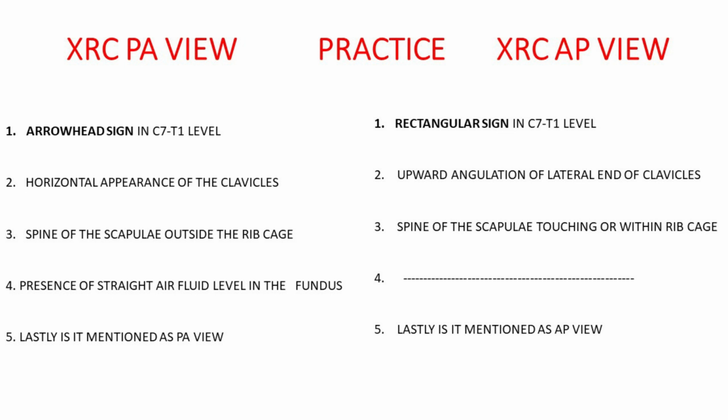In PA view, we can see the arrowhead sign at the C7T1 level. Second, in PA view, there is horizontal appearance of the clavicles. Third is the spine of the scapulae outside the bony rib cage. Fourth is the presence of a straight air fluid level in the fundus. And lastly, it is mentioned as PA view or not. In AP view, we will have the rectangular sign at the C7T1 level and upward angulation of the lateral end of the clavicles. The spine of the scapula is touching or within the bony rib cage. Fourth, there will be no air fluid level beneath the left diaphragm, but sometimes colonic gas will mimic that. Remember that. And the fifth is whether it is mentioned as AP view.